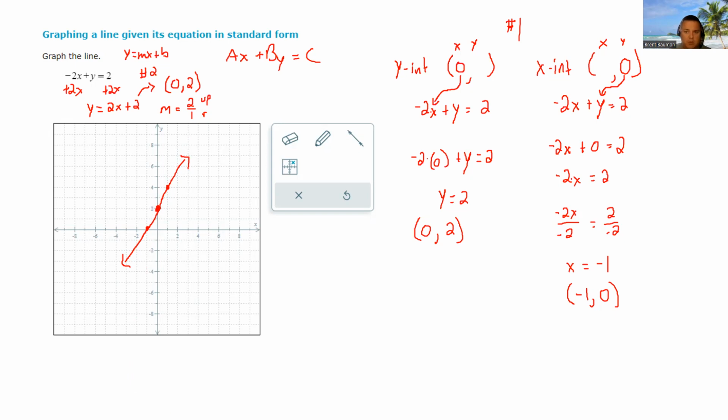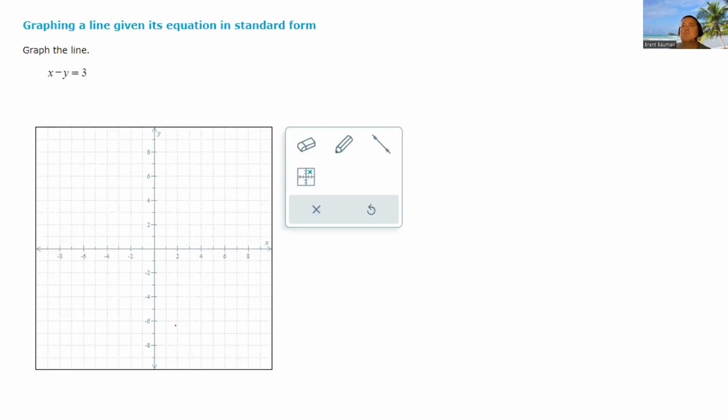All right, let's look at one more that's a little different. So again, we have a line that's in standard form. So we can go the same route as we can work with the y-intercept and x-intercept.